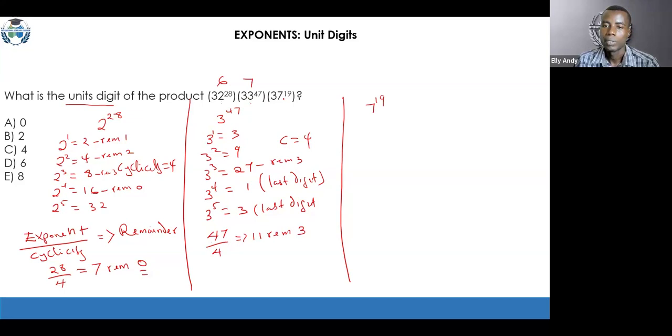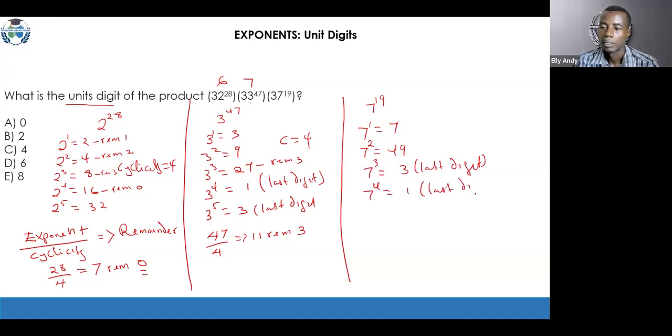So let's go to the last one. 7 power 19. So cyclicity of 7, we have 7. I remember I've said we are only dealing with the last digit. So this will be 49. This will give us 63. The last digit. This will give us 21. This will give us 7. So we stop. 1, 2, 3, 4.